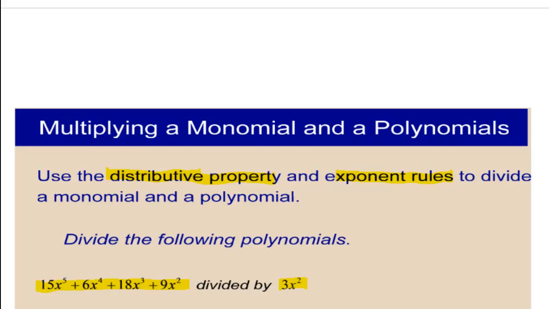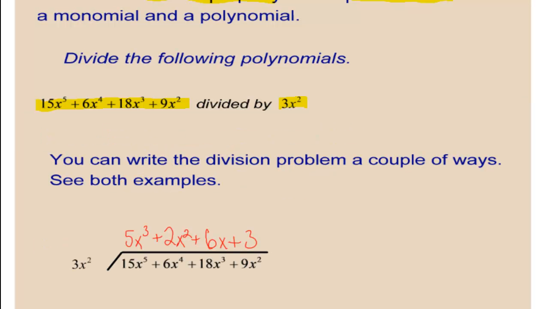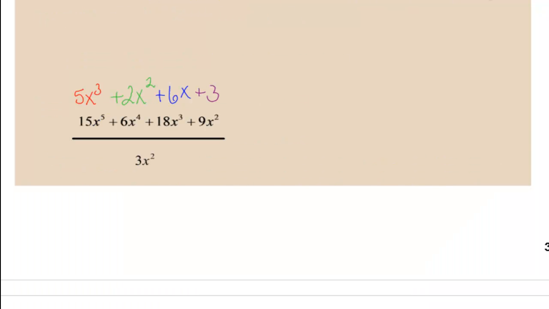So I'm going to show you a couple ways to write this. With long division, you can see I divide 3x squared into 15x to the fifth to get 5x cubed. I bring up my plus. I divide 3x squared into 6x to the fourth to get 2x squared. So I'm just using my exponent rules where I subtract 4 minus 2 on my x's to get 2, and then 6 divided by 3 is 2. And then 18x cubed divided by 3x squared is 6x, and 9x squared divided by 3x squared is 3.